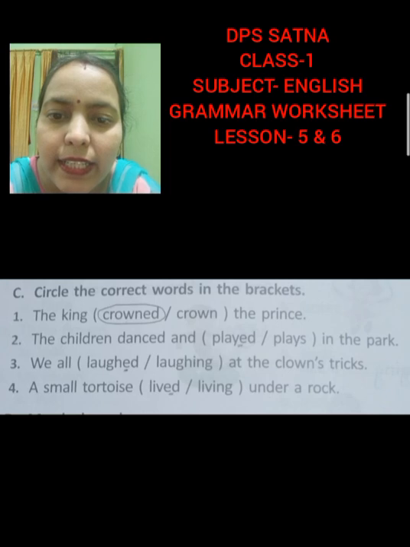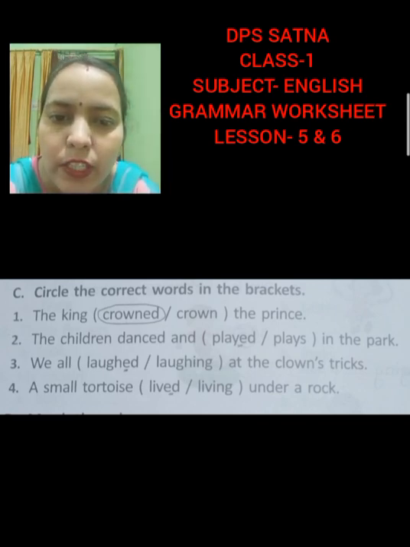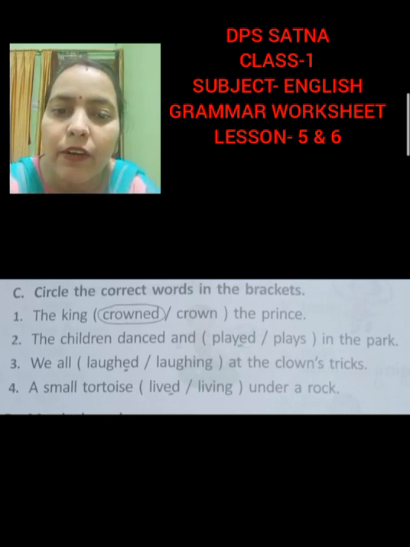Now students, in the next exercise what we have to do, circle the correct words in the brackets. So in the bracket two words are given to us and we have to circle the correct word. Okay, so the first one is already done for us. The king dash the prince. The king crowned the prince or the king crowns the prince. So the correct word is crowned, ed.